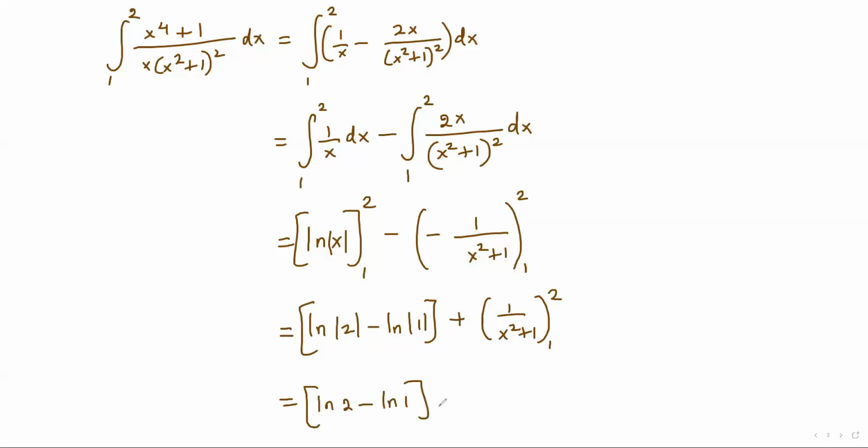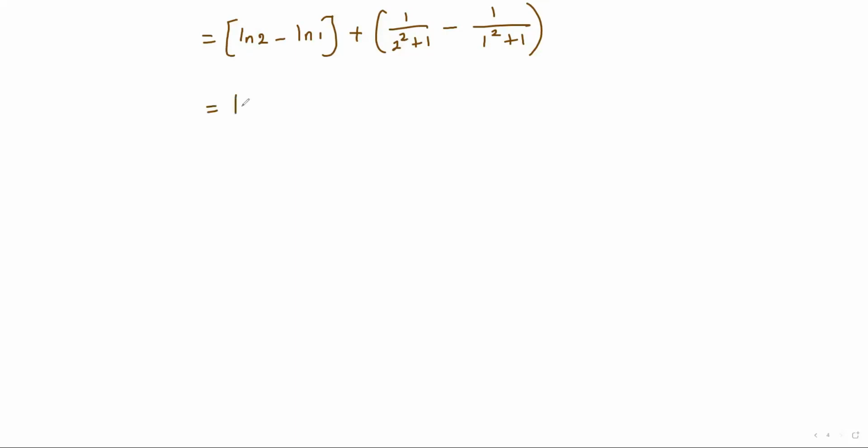Plus, in this result, I'm going to apply the upper limit 2. So I get 1 over 2 squared plus 1. Now I have to take the negative sign. In the same result, I have to apply the lower limit, that is 1 over 1 squared plus 1. Let's continue on the next page. Here ln 2 minus, the value of ln 1 is just 0.